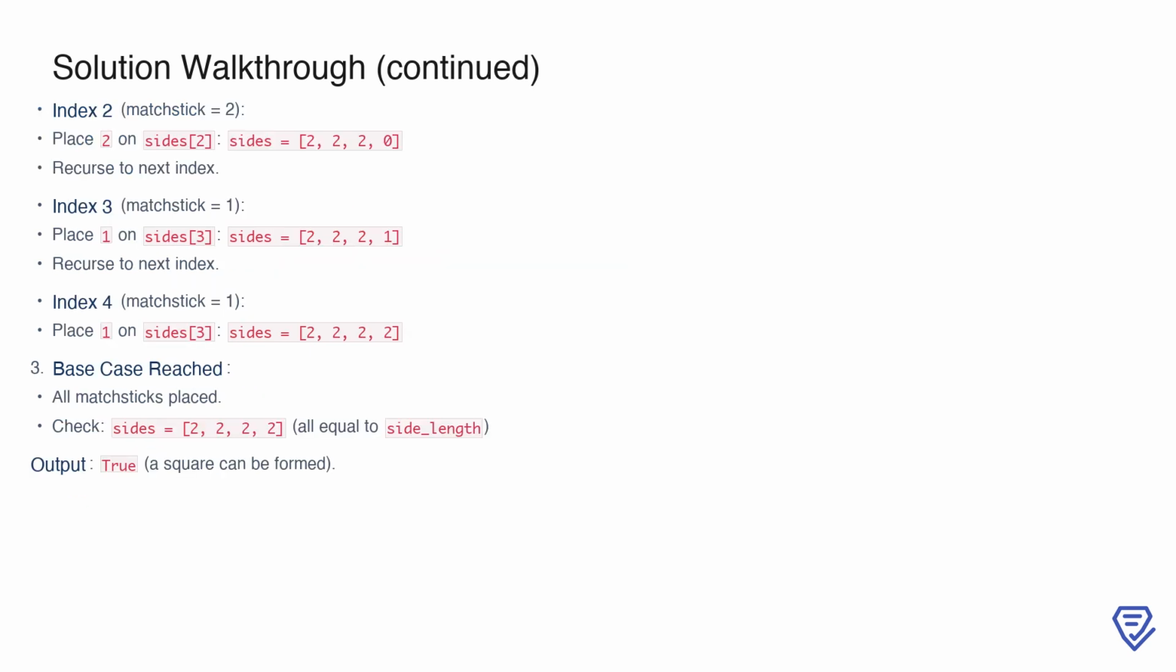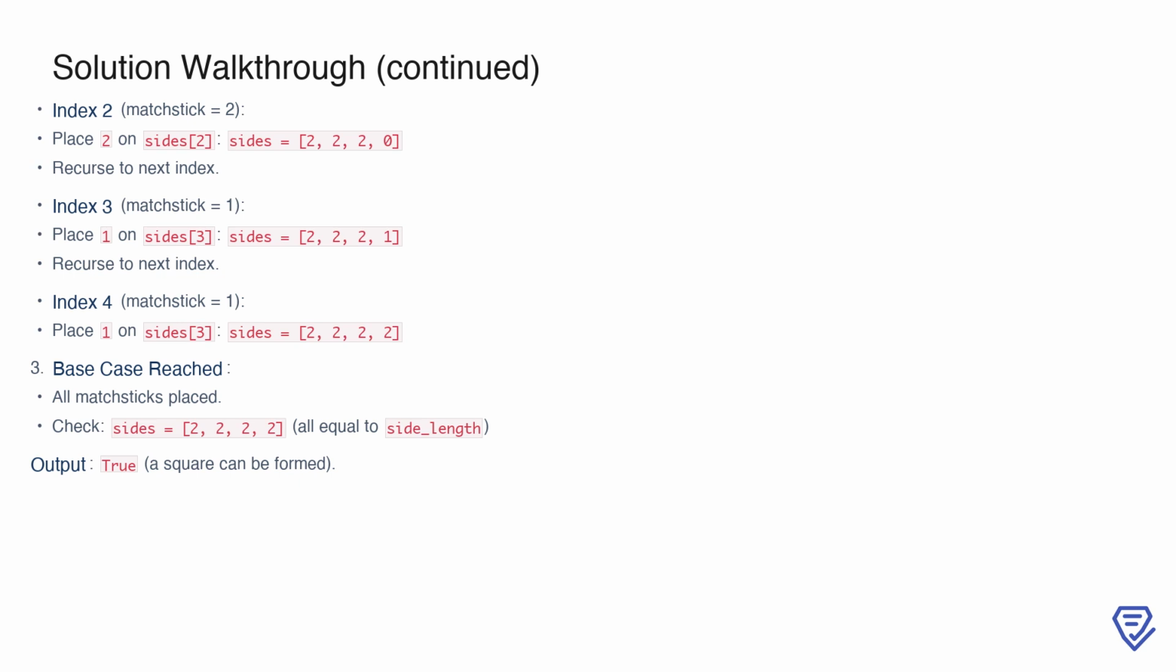Now, for the third matchstick, which is also 2, we place it on the third side, making the sides 2, 2, 2, 0. For the fourth matchstick, which is 1, we place it on the fourth side, updating the sides to 2, 2, 2, 1. Finally, the last matchstick, another 1, is placed on the fourth side, resulting in 2, 2, 2, 2.